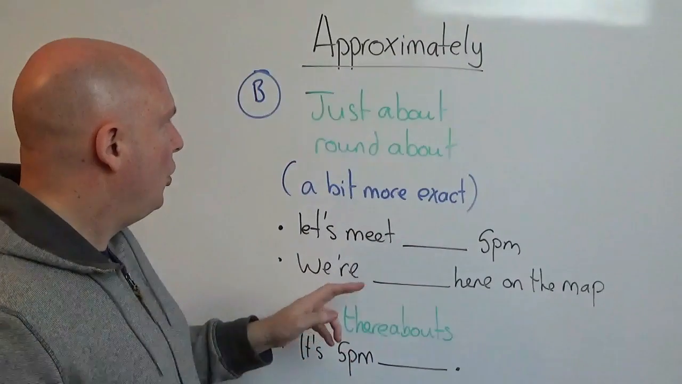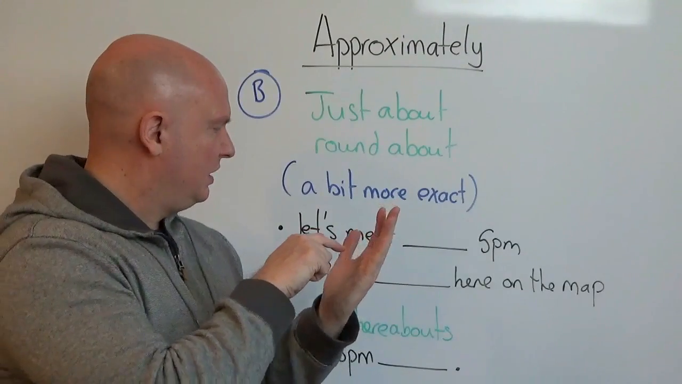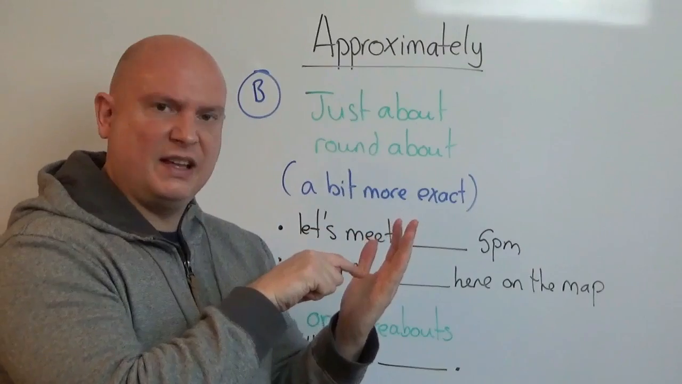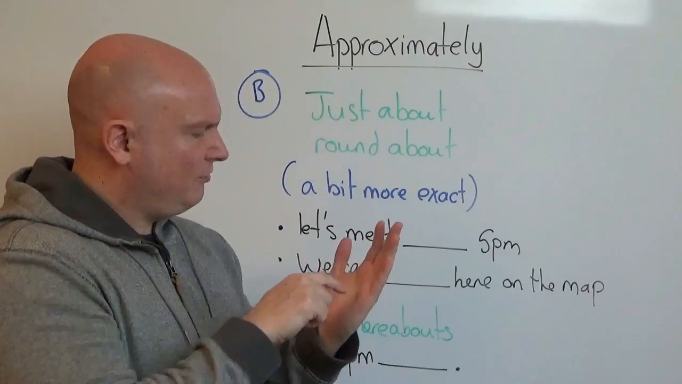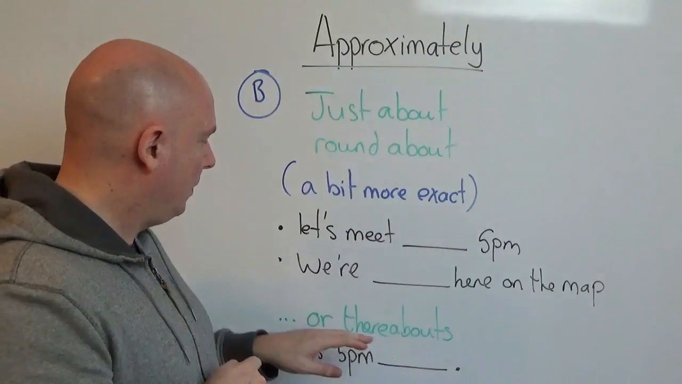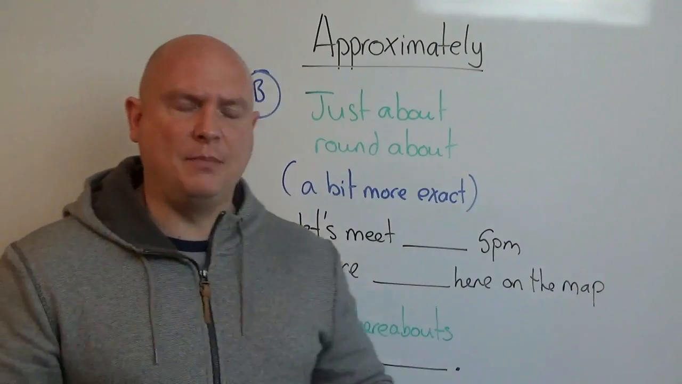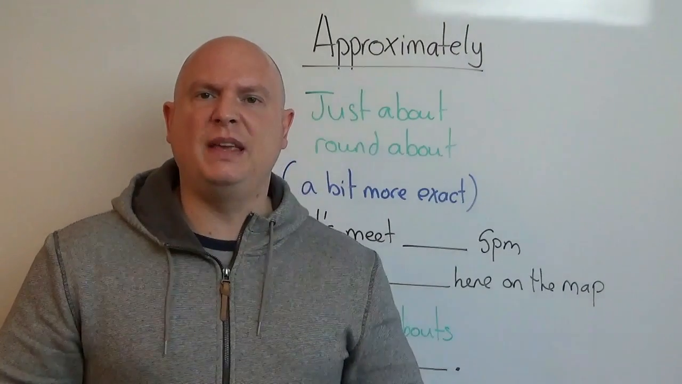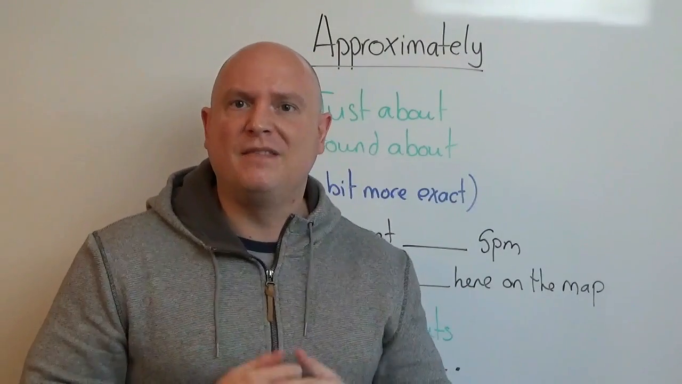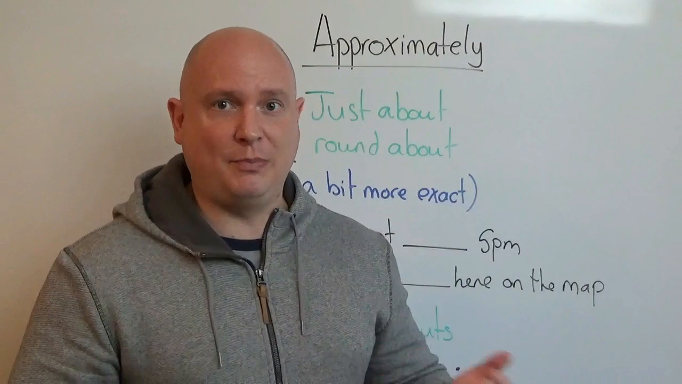For example, where are we on the map? Oh, we're just about here on the map, somewhere near this area. We're round about here on the map, so we can use both of them. We have or thereabouts. What's the time? Oh, it's 5 p.m. or thereabouts, plus or minus 1 minute. Okay? Very, very simple, very common. Now, let's have a look at some more. There are plenty more to come.